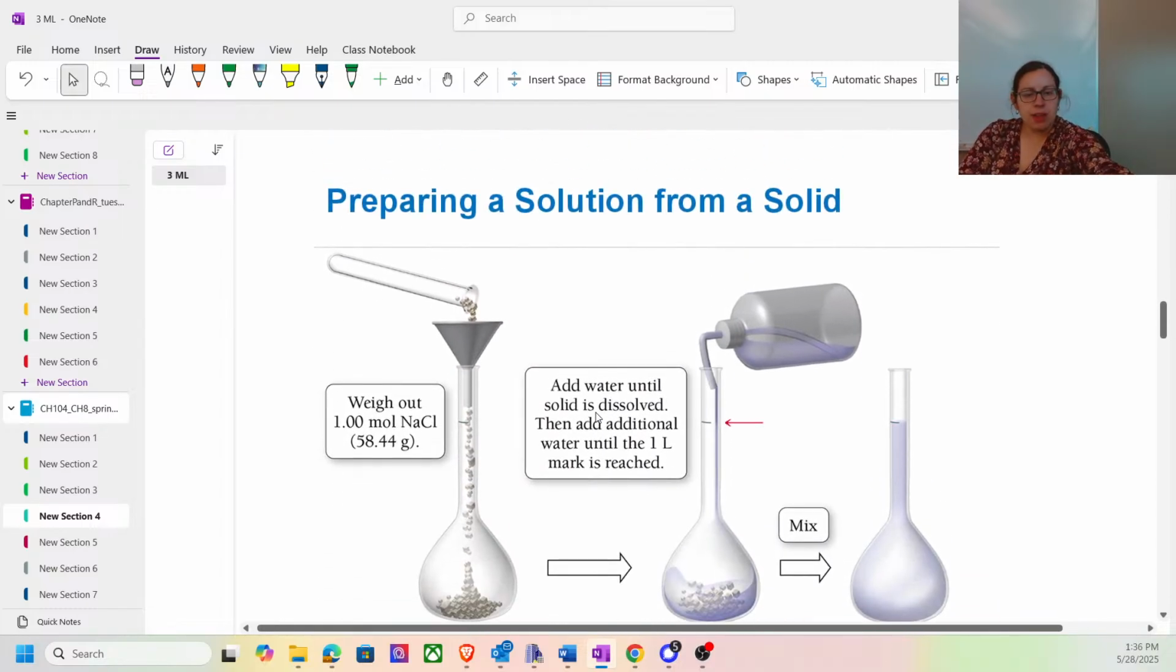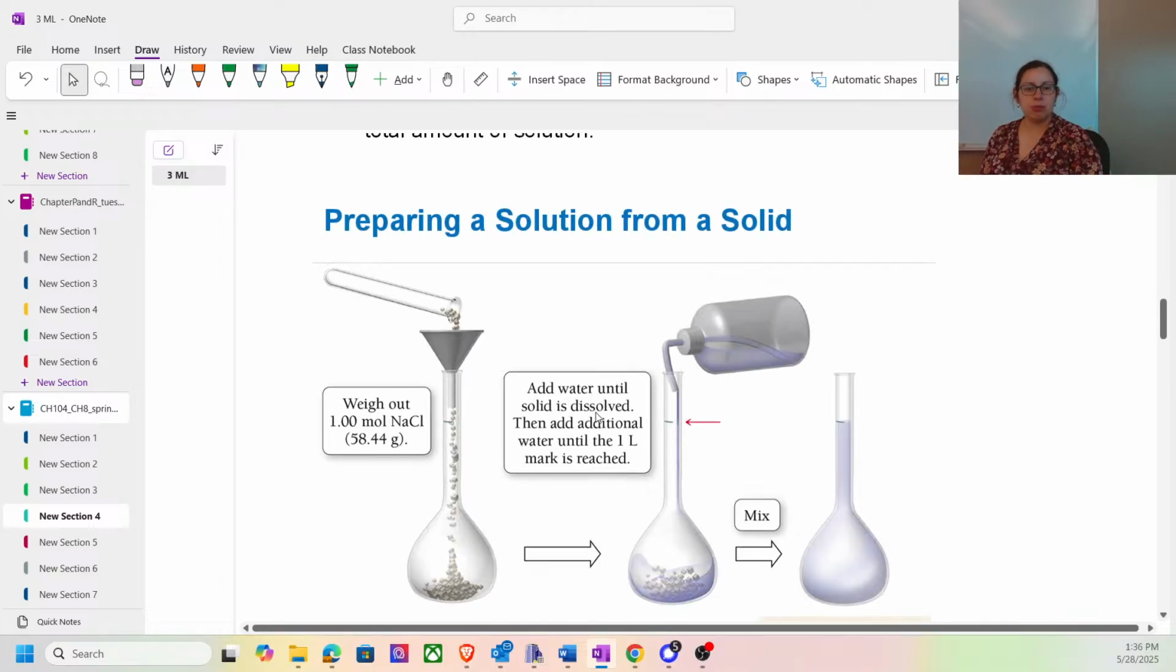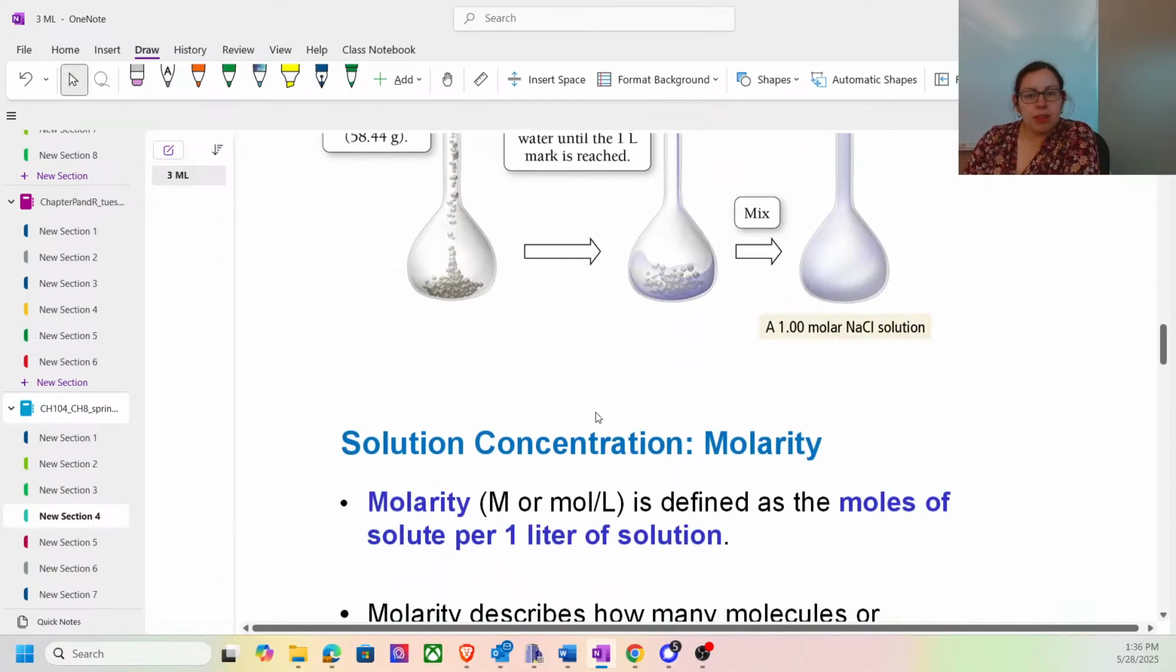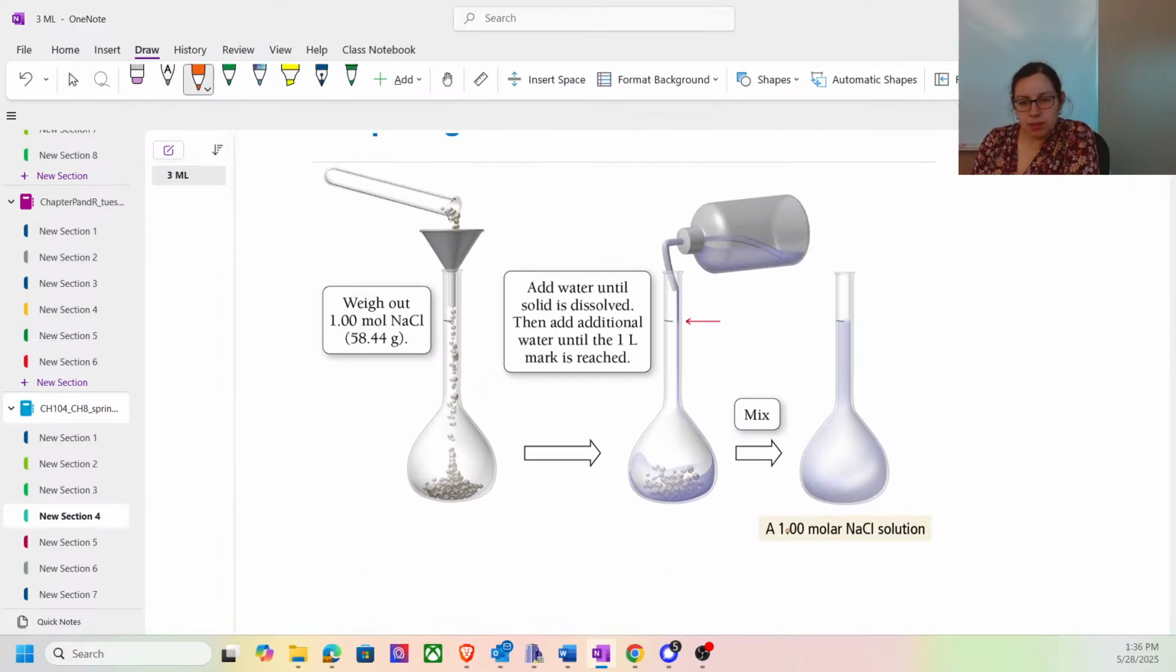And now let's look at how you would physically do it as well. So what do we want to do here? It says we want to prepare a 1 molar sodium chloride solution. Again, 1 molar would be 1 mole per liter, and it looks like we want to prepare a liter of it. We see how they weighed out 1 mole of sodium chloride. And then to properly prepare it, we have here a volumetric flask.